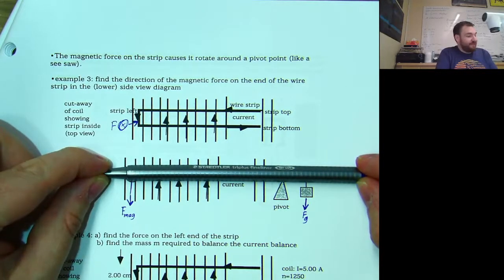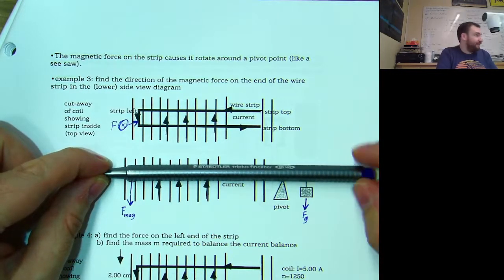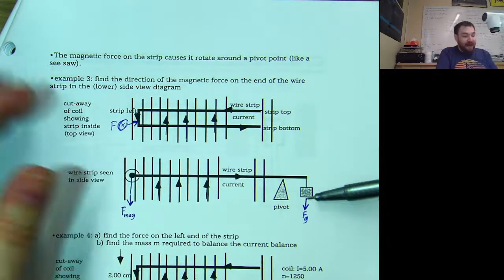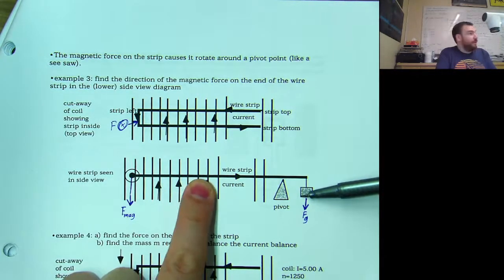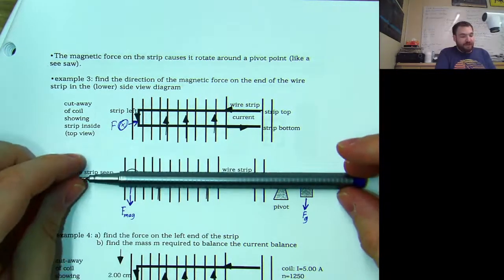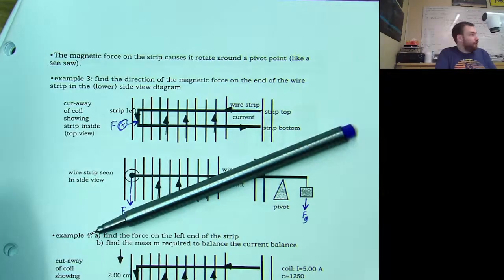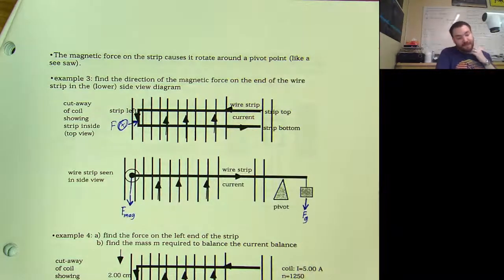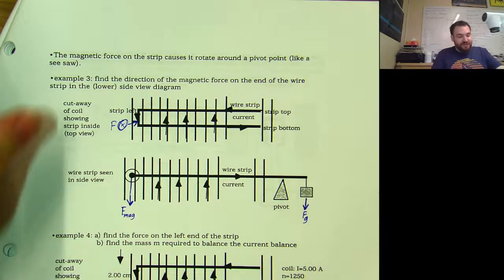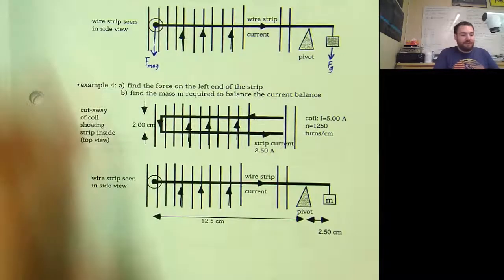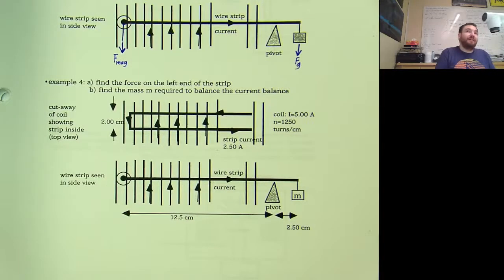The balance is coming from what? The counterweight and the weight of the wire strip. So if there's no magnetic field, that thing's going to be balanced. As soon as we generate a magnetic field, it's going to rotate. In this case, it's going to rotate counterclockwise, yes. So let's go play with it.